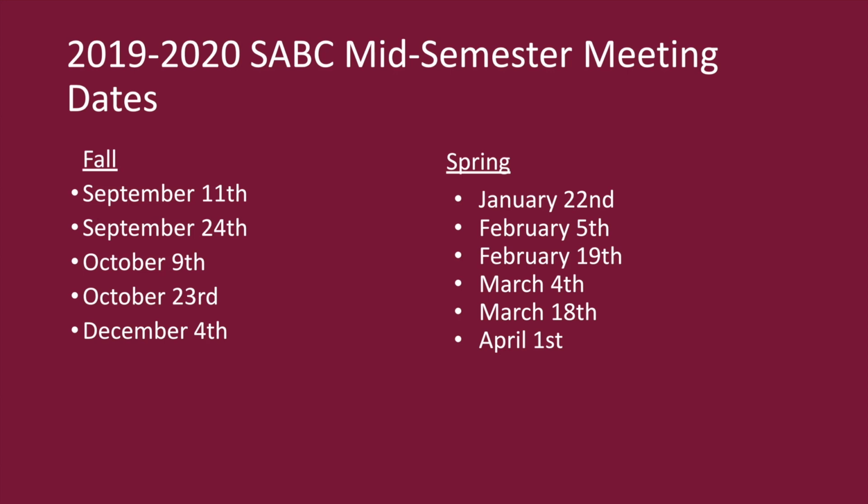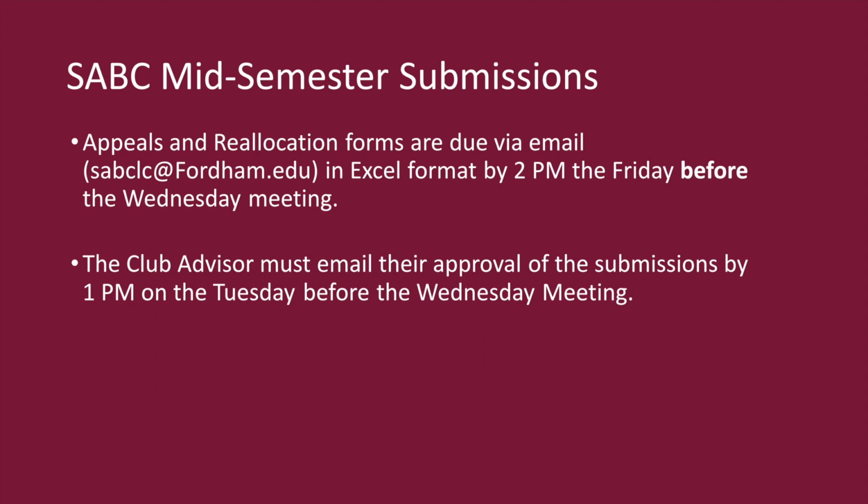For the spring semester, the committee will meet on January 22nd, February 5th and 19th, March 4th and 18th, and April 1st. Appeals and reallocations to be heard at the biweekly meetings must be submitted via email in Excel format to sabclc@fordham.edu by 2 p.m. on the Friday before the Wednesday meeting. The club advisor must email their approval of the submission by 1 p.m. on the Tuesday before the Wednesday meeting.